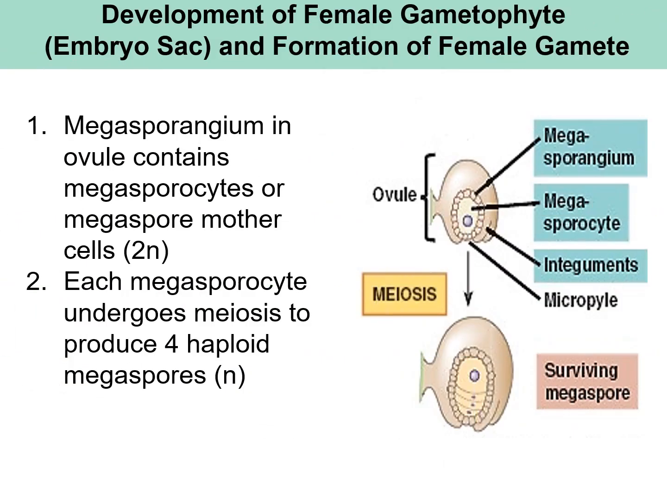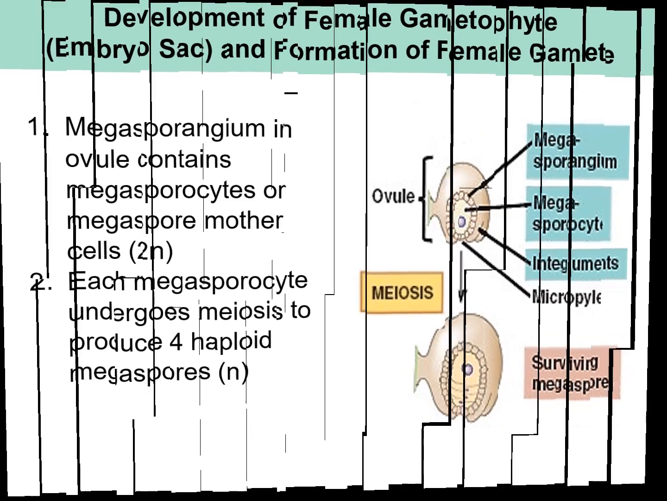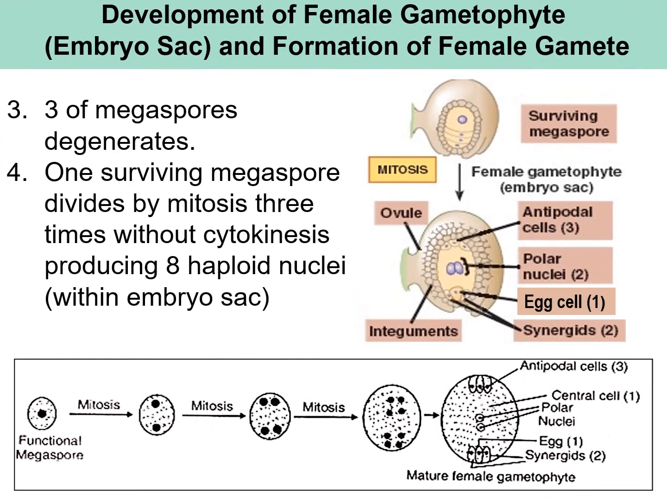The megasporangium in the ovule contains the megasporocyte. Okay, the megaspore mother cell. Each megasporocyte undergoes meiosis to produce 4 haploid megaspores. Only one will survive, the other 3 will degenerate. The one surviving megaspore will divide by mitosis 3 times, producing 8 haploid nuclei.